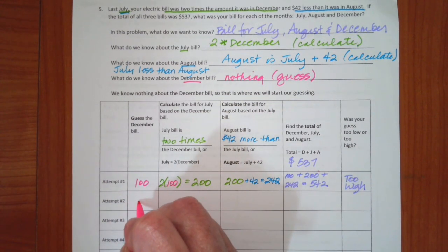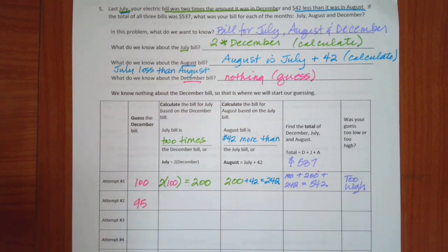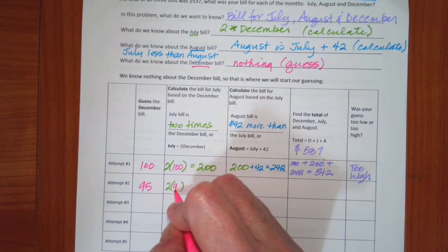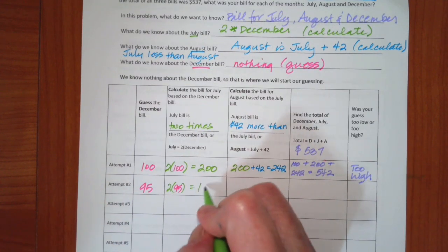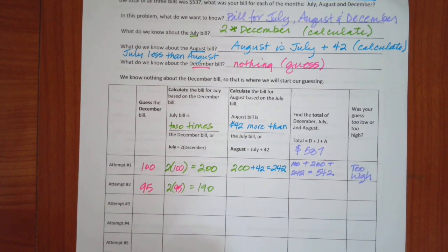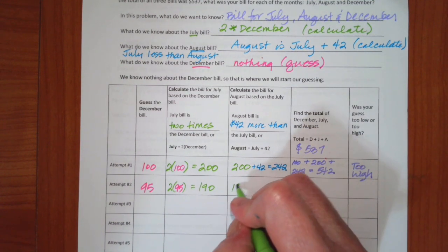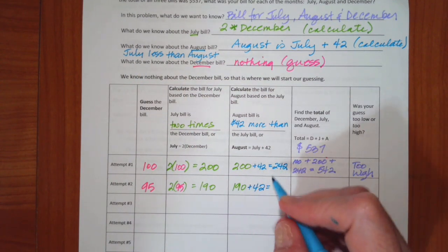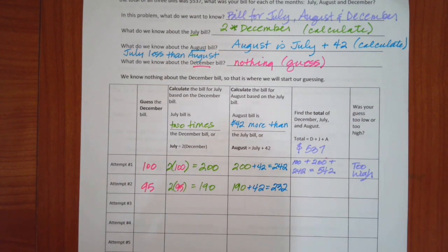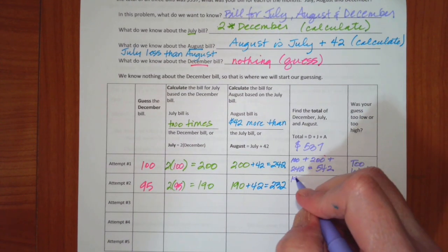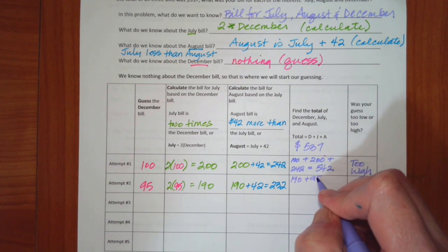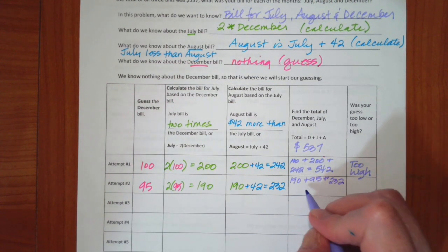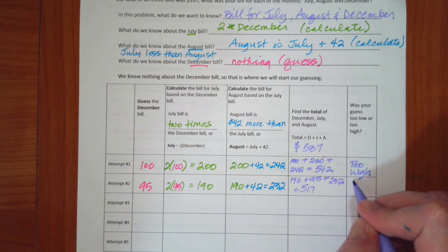Okay, so let's try 95. So if I guess December is 95, 2 times 95 is going to give me 190 for July. Then if I take July and add 42, that's going to give me August, which is 232. So 190 plus 95 plus 232 is giving me 517. So this is too low.